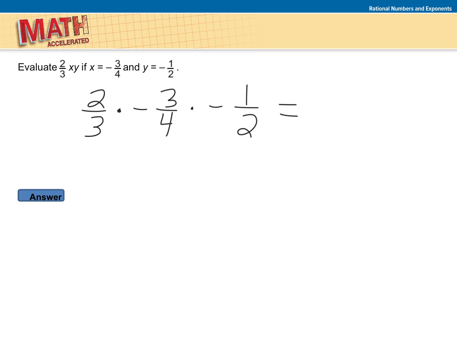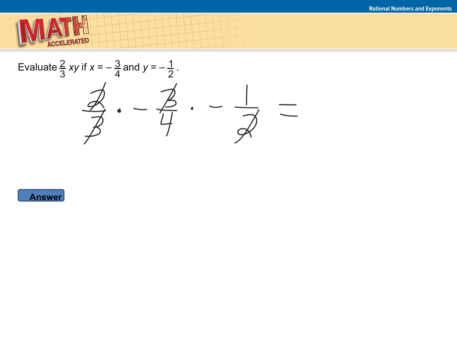You can multiply straight across, but what can we do to make it easier? Reduce, top to bottom. What can cancel out from the top and the bottom? 2 and 4, and 3 and 3. 2 and 4, you're correct, but is there an easier one that can cross out? The 2's can cross each other out.